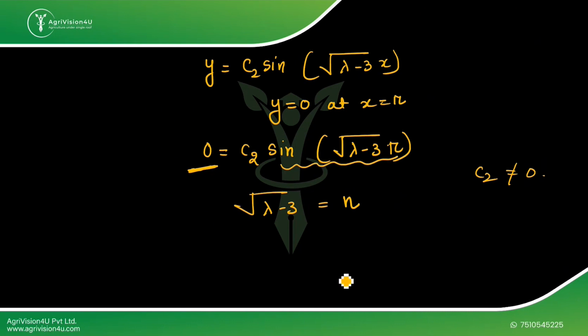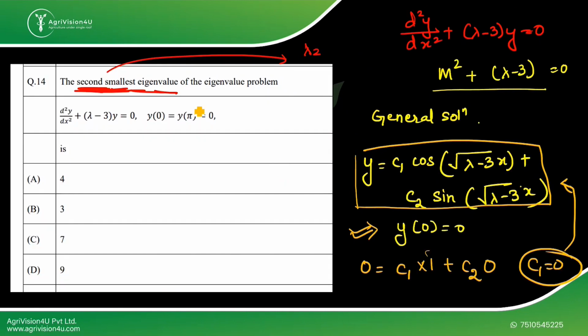Okay. So if I substitute square root of lambda minus 3 equals n, what will I get? I will get lambda minus 3 equals n square. So lambda value will be equal to n square plus 3. Clear? So if you put n equals 1, that will be the first smallest integer, because they are asking us the second one.